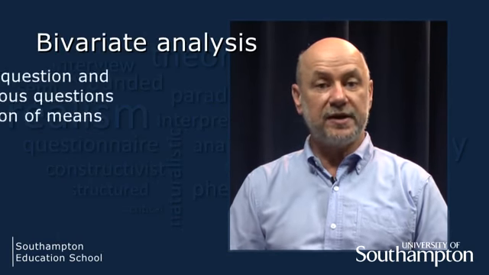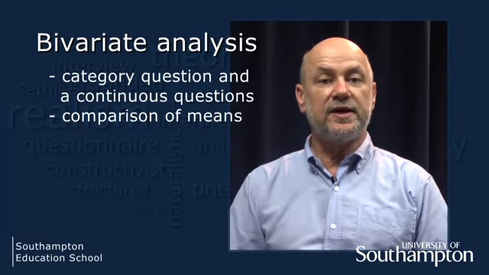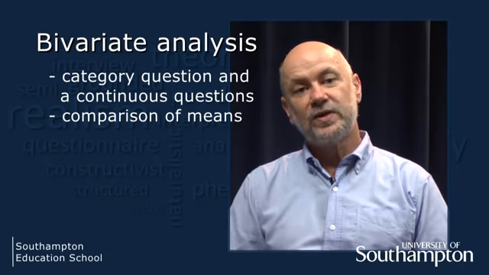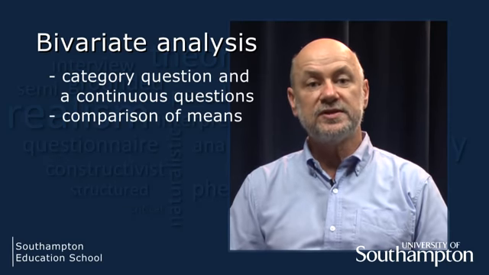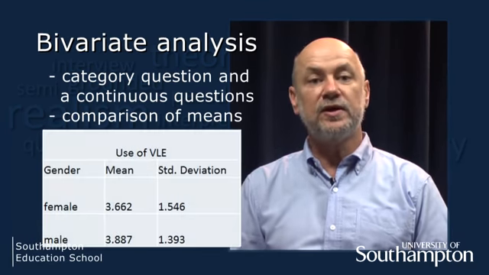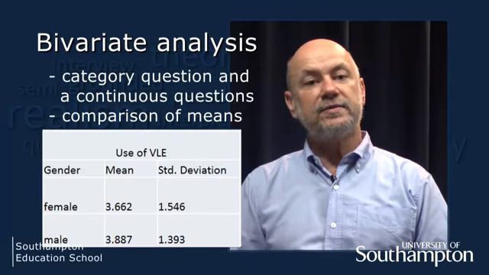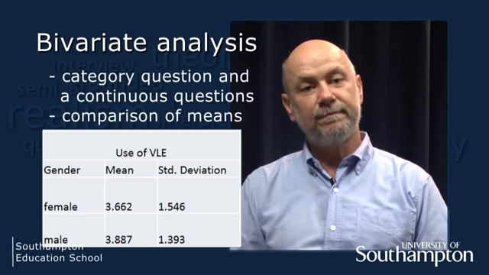You may also want to do a bivariate analysis involving a category question and a continuous question. Let's say gender is my category question and the use of a VLE is my continuous question. In statistical terms, this is simply a comparison of means. What happens is that we divide our questionnaires into two piles, male and female, then we calculate the mean and standard deviation of the VLE question for just the males. Then we calculate the mean and the standard deviation for the females, and then we compare them.